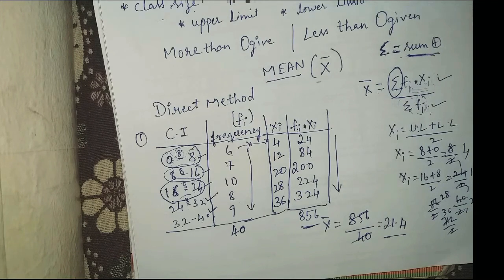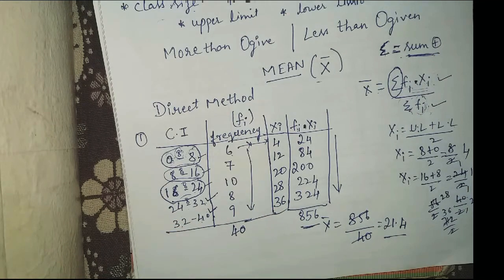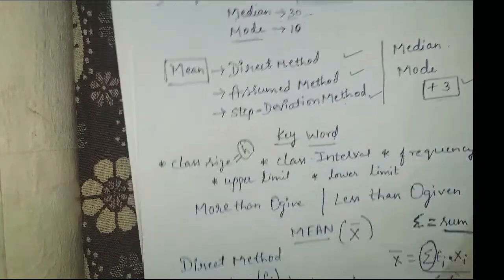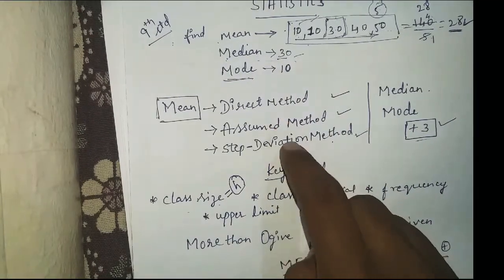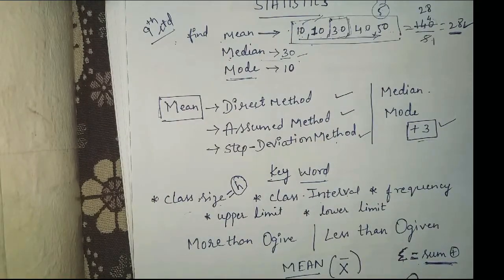Same problem we'll consider now, and we'll see how to find the mean by the assumed mean method. I'll show whether we get the same value, 21.4, in the assumed mean method or not. I told you at the beginning there are three methods: direct method, assumed mean method, and step deviation. In any method, the mean answer should be the same.